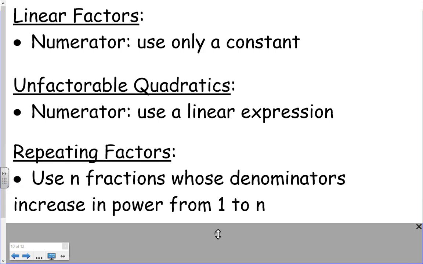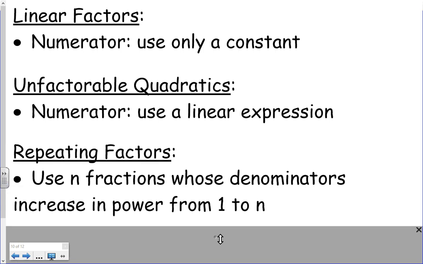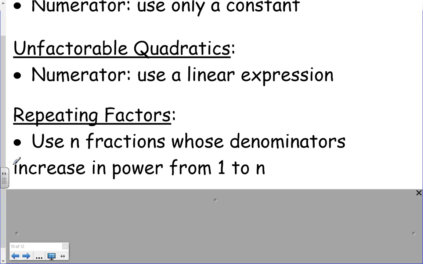And if it turns out that you have repeating factors, then the way we deal with that is we're going to actually have to use n fractions, where n is the repeating power there. If it's squared, we'll have 2 of these. Cubed, we'll have 3 of these, and so forth. You'll have n fractions whose denominators increase in power from 1 to n. So we'll have 3 fractions. The first one will be raised to the first power. The second one will be raised to the second power. The third one will be raised to the third power, and so forth, depending on what the repeating factor is, what degree it has.